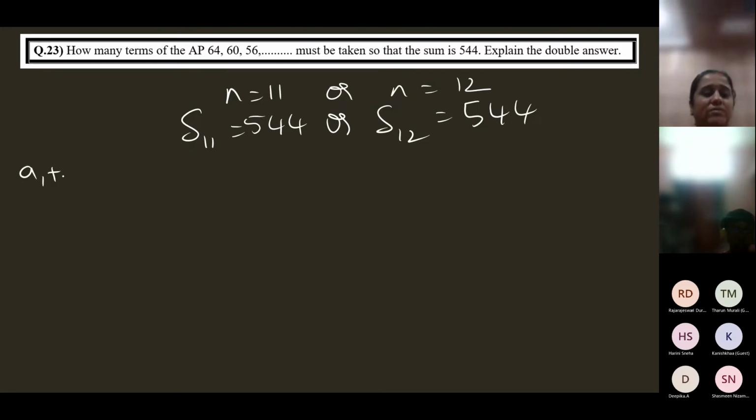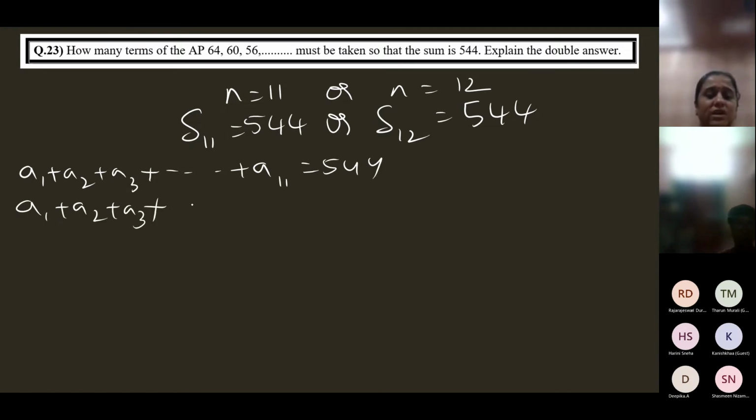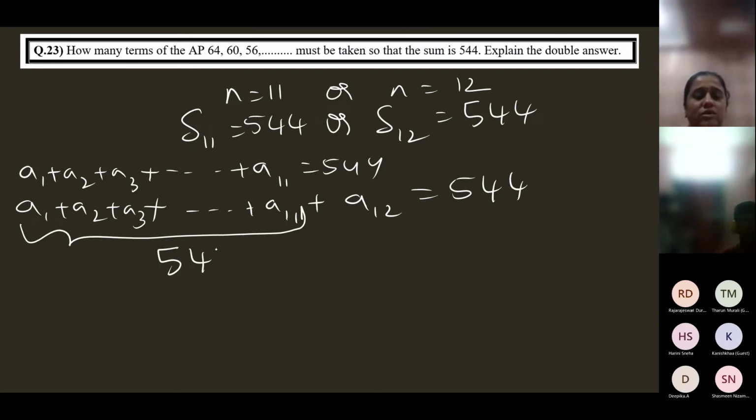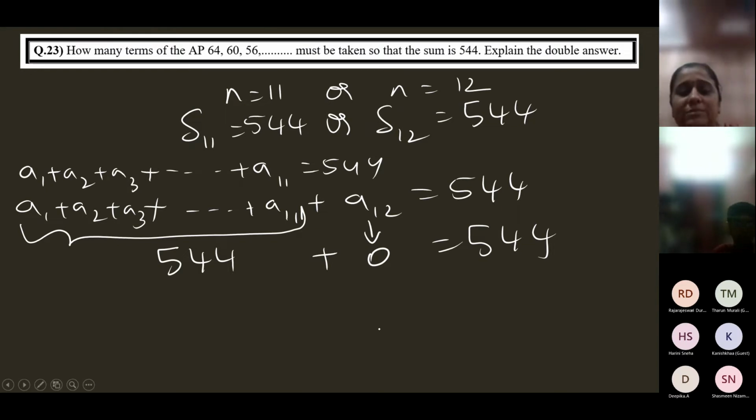S11 means A1 plus A2 plus A3 till A11. The sum is 544. S12 means A1 plus A2 plus A3 plus A11 plus A12 is equal to 544. S12 means till the 12th term is 544. But we know that the sum till A11 is 544, then plus this one is also 544. That means the 12th term is 0. The value of the term is 0. That's why you're getting the same sum.